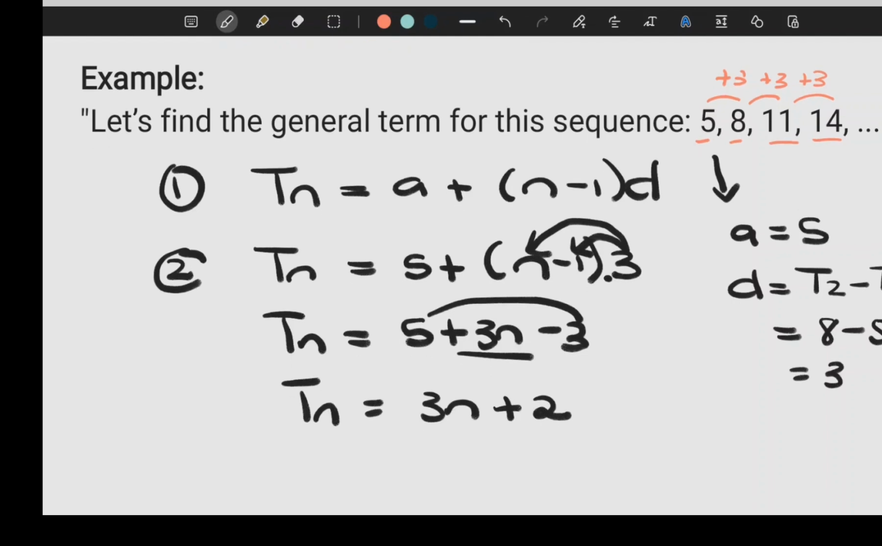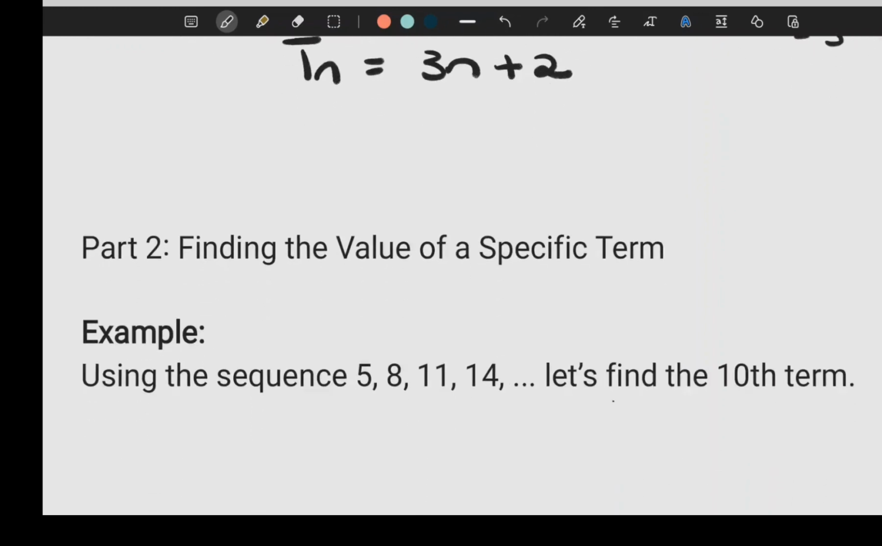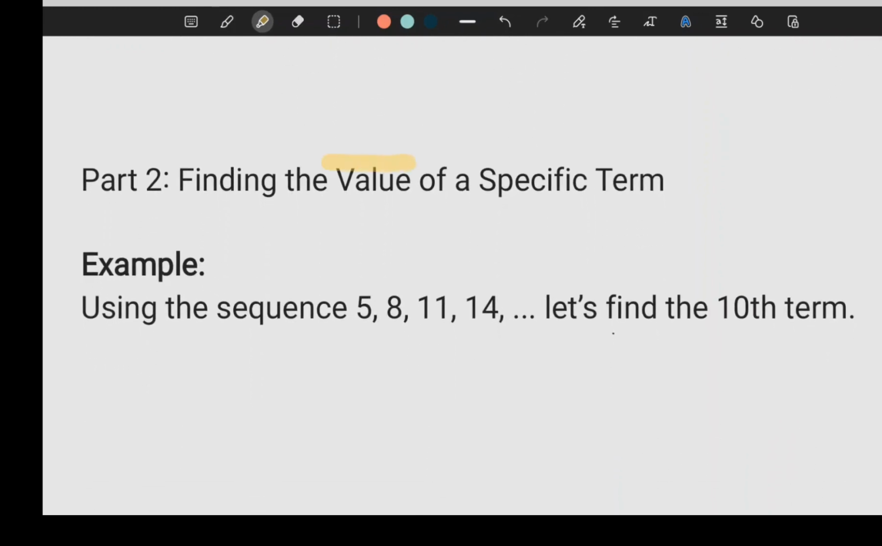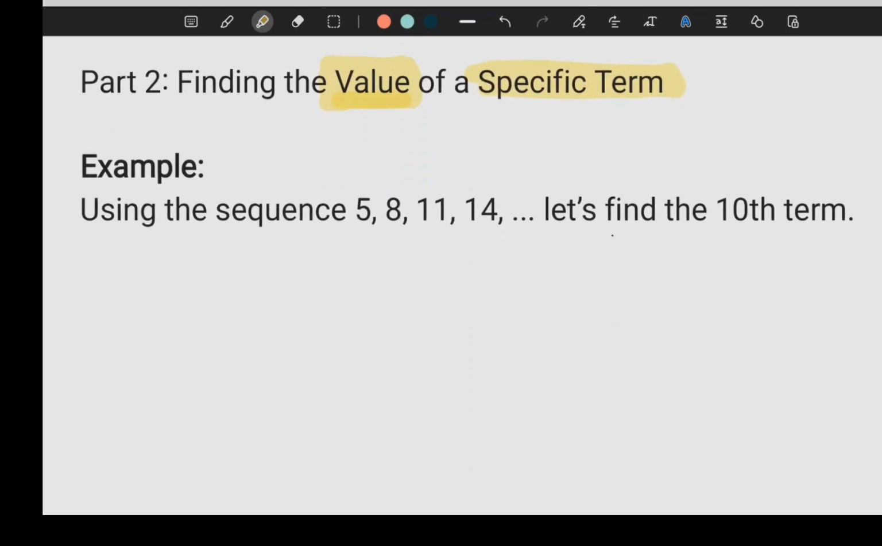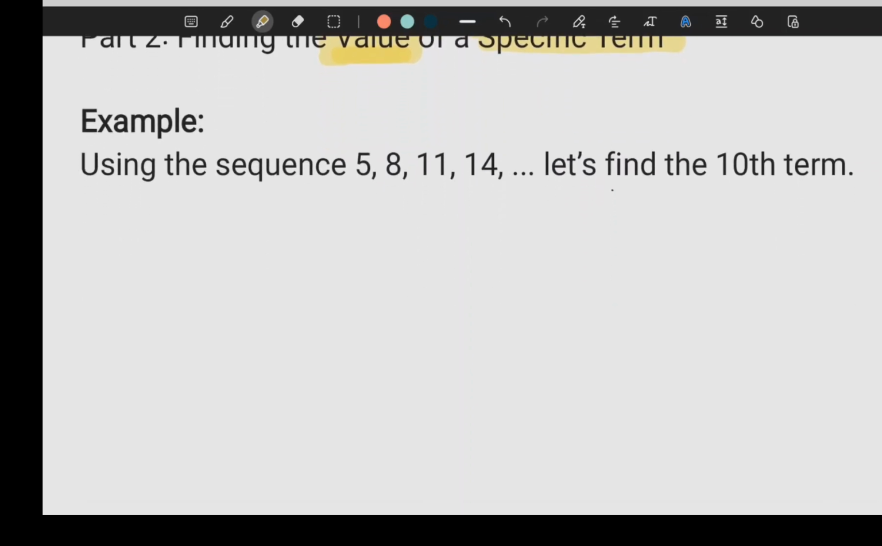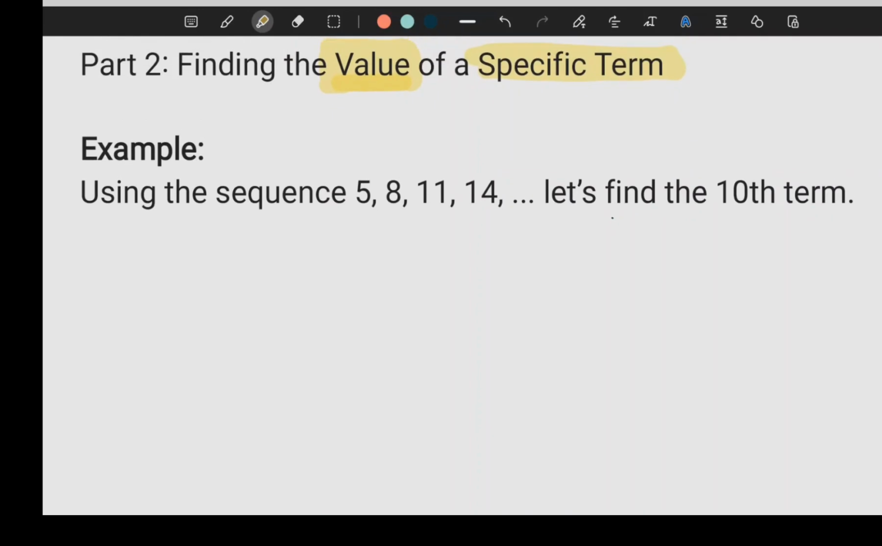So that is part 1. This is how you find the general term of an arithmetic sequence. An arithmetic sequence is a linear number pattern. Let's go to part 2 of our lesson. Part 2 is about finding the value, the value of a specific term. Look at this example. It will look familiar. We've done it before. So using the same sequence, let's find the 10th term.